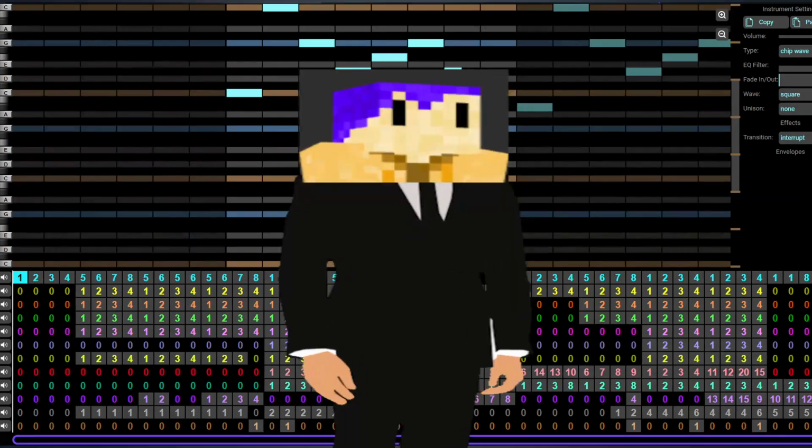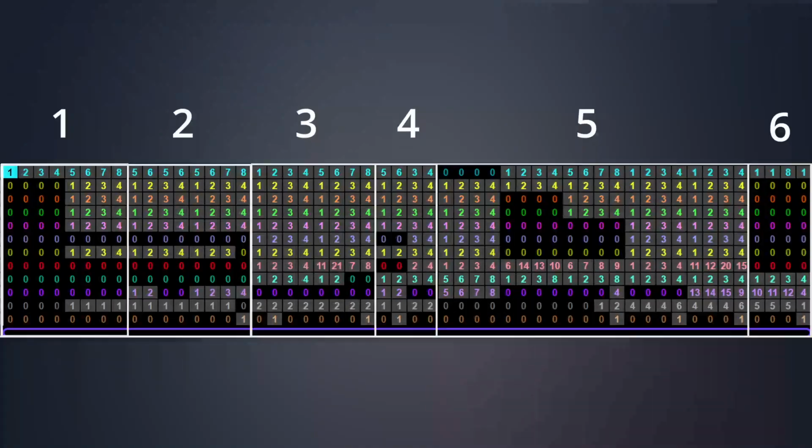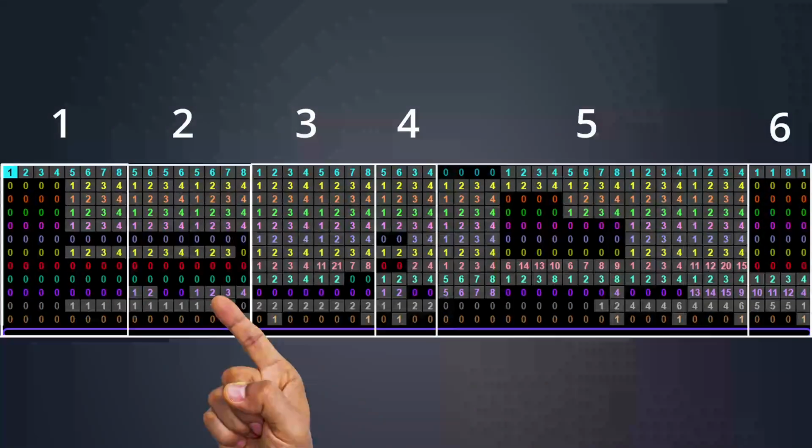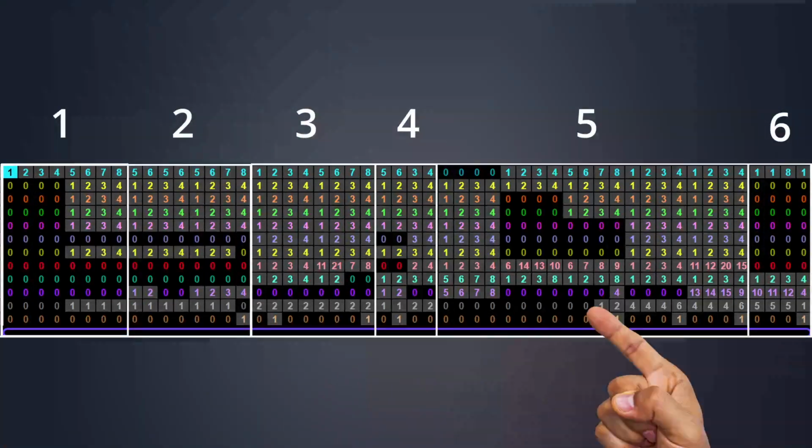As you can see, it's quite large, so let's break it down. In total, there are 6 sections: the intro, the hero theme, the villain theme, the confrontation, the climax, and the outro.